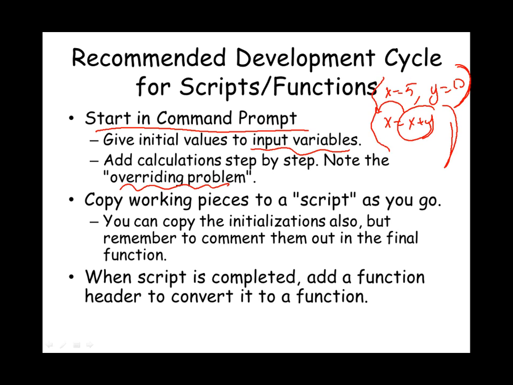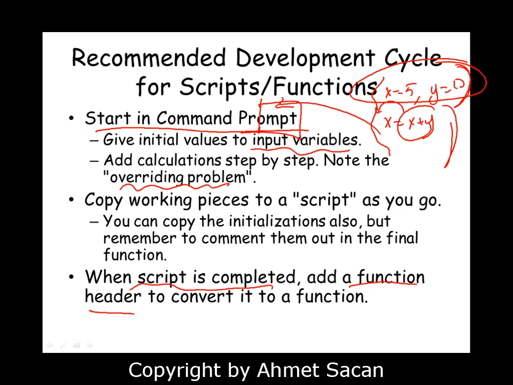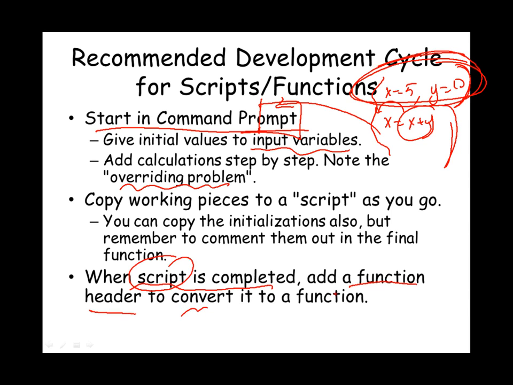And as you are working in the command window and figuring out how to perform the operations, and you are sure when you got them, just copy your code and move it to a script file. You can copy the initialization code also, but remember to comment these out when your function is finalized. When your script is complete, you can add a function header. By adding a function header, you would be converting your script into a function.